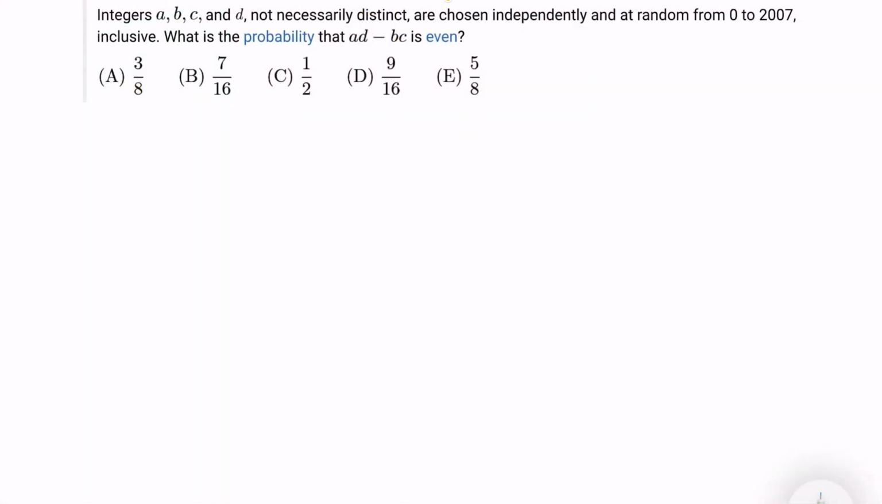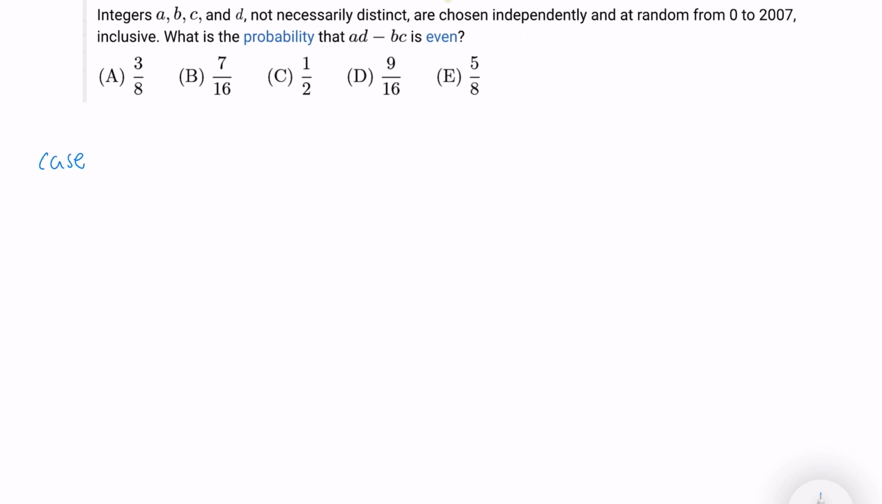The problem states integers a, b, c, and d, not necessarily distinct, are chosen independently and at random from 0 to 2007 inclusive. What is the probability that AD minus BC is even? In this problem, it's asking us the probability that when you subtract two numbers, the difference is even. For the difference of two numbers to be even, there's only two possibilities.